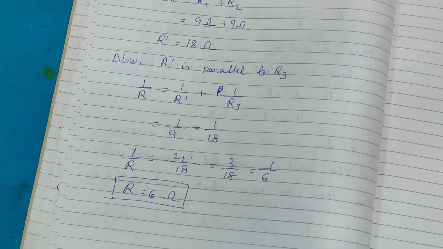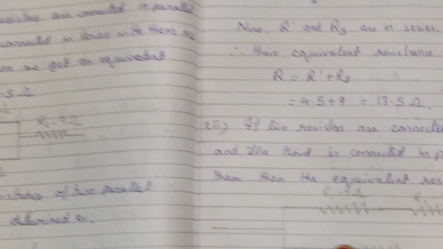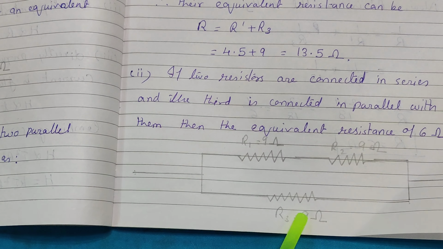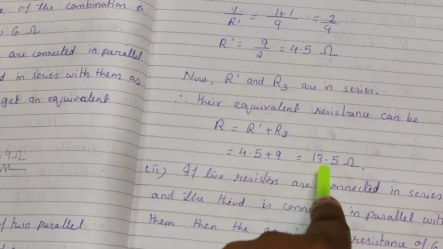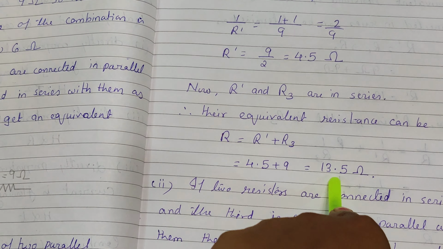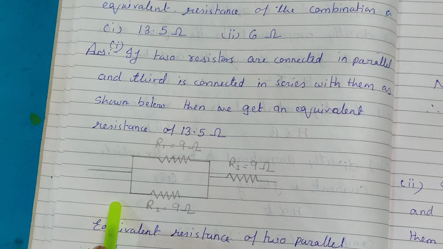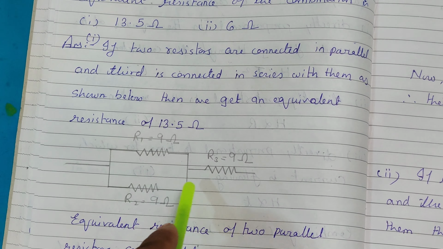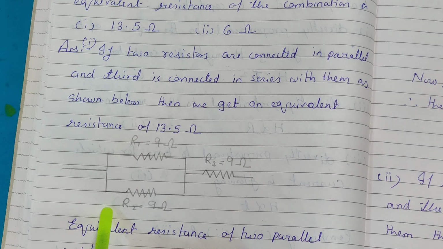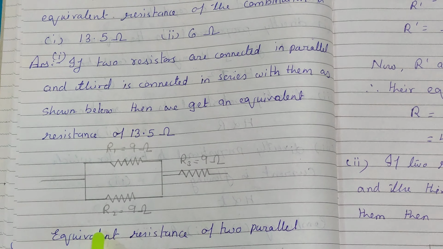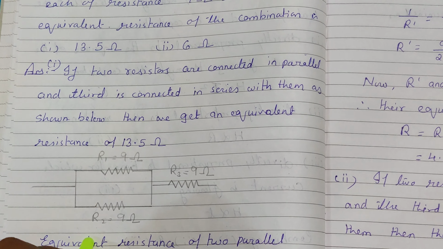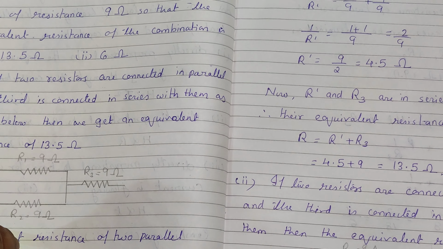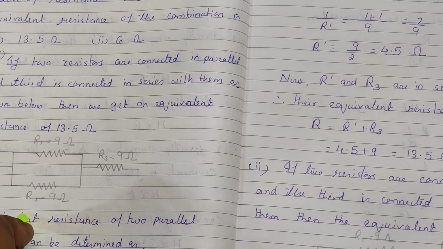To achieve the total resistance of 6 ohm, we have to make the combination like this. To achieve the total resistance of 13.5 ohm, we have to combine the resistors in that form. Then only we will get the desired result. I hope you have understood. Please note it down in your copy.